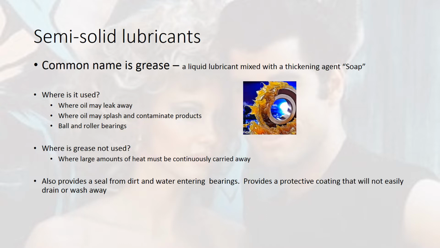A place where grease is not suited are places where a bearing will generate large amounts of heat, and that heat needs to be continuously carried away. Grease will also provide a seal from dirt and water entering bearings. Grease can provide a protective coating that will not easily drain or wash away.